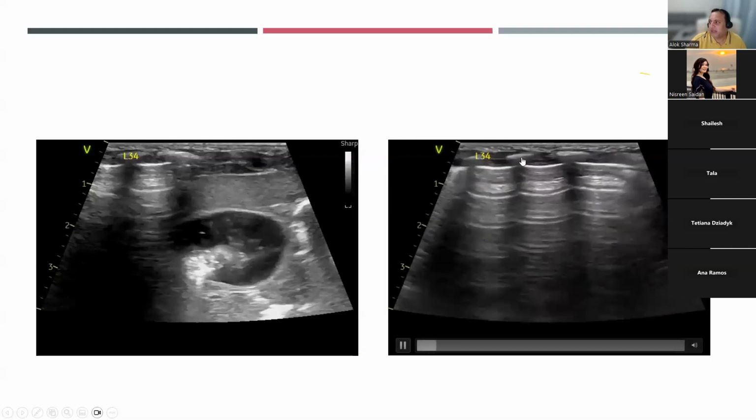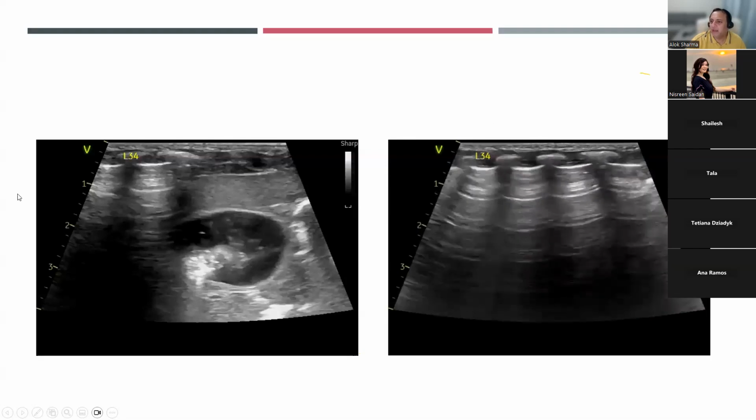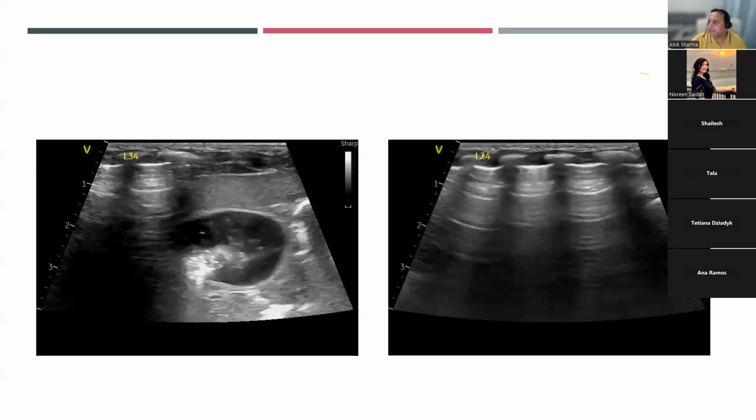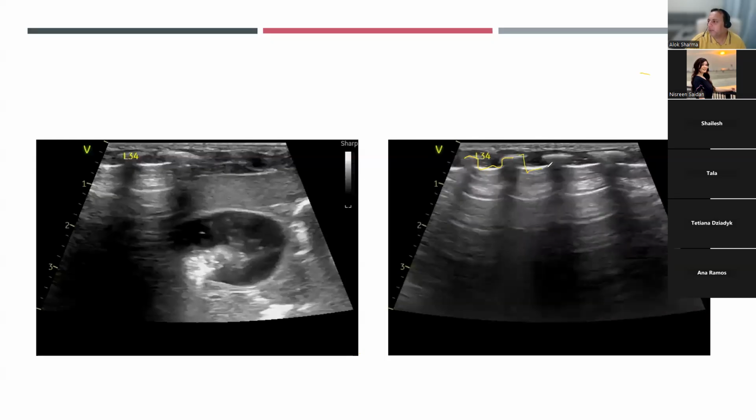So what you're seeing on the right-hand side over here, again, just by the protocol, we need to see step one, the batwing sign. So I can see ribs. I can see a nice batwing sign. Now, once I've seen the batwing sign, I know I'm in the right position. This is basically the left lateral L3-4 position. And once I've identified that, the standard protocol is what we call pleura ABCDE.